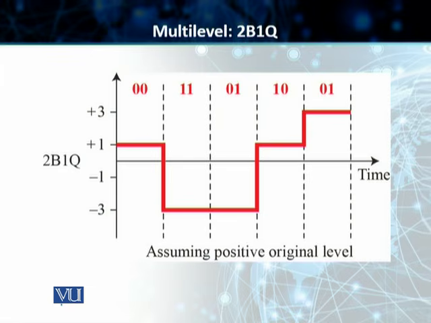Students, in this case, what we are doing is we are using a data pattern of size 2. 2B, 2 binary, data pattern of size 2. And as you can see, we are encoding a 2-bit pattern as one signal element. So we are using one signal element to carry 2 bits. Now students, in this particular case, because it is quaternary, quaternary means four, we have got 4 different levels.